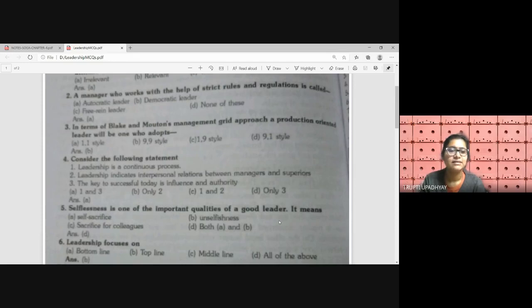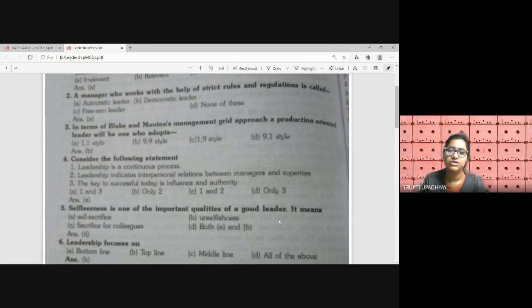The answer is that statements 1 and 3 are correct, but 2 is incorrect, because leadership indicates the interpersonal relations between the supervisor or manager and the subordinates, not the manager and the supervisors only, because supervisors and managers are almost the same people, right? So the relationship between managers and subordinates, the interpersonal relations, is what is discussed under leadership. So the second point is not correct.